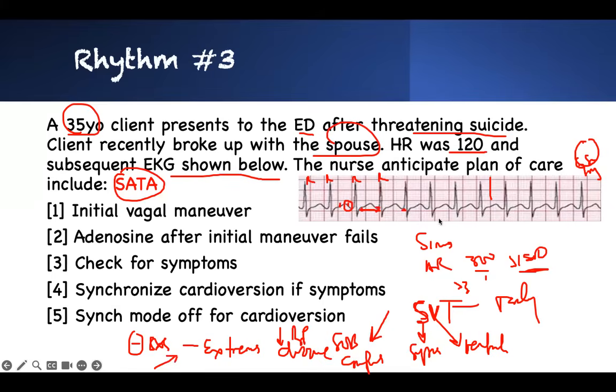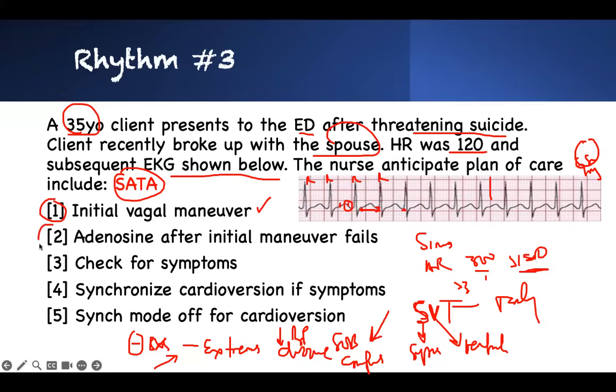So this patient, they never told me the patient has any problem, right? All they told me is the heart rate, and she's mad at the girlfriend or boyfriend, right? What you do is a vagal maneuver. An initial vagal maneuver is very good because they don't have symptoms. If the vagal maneuver doesn't help, adenosine after the initial maneuver fails. Vagal maneuvers include having them bear down, doing a single carotid massage, or pouring ice on their face.